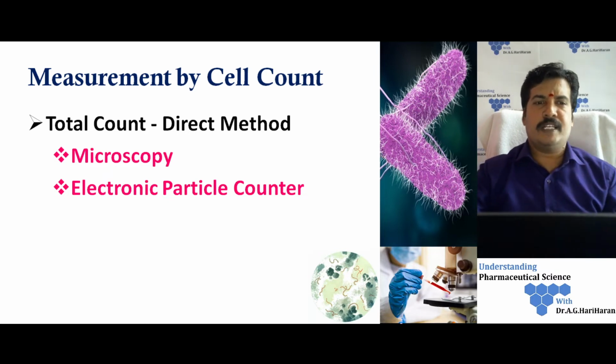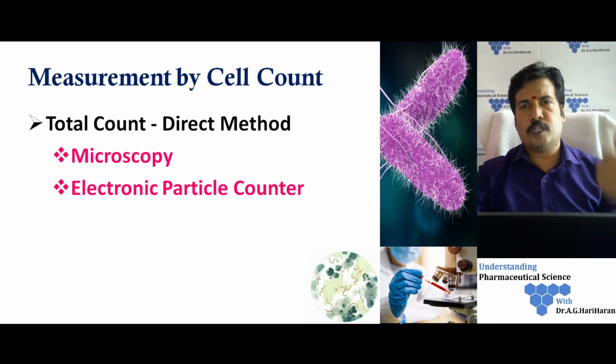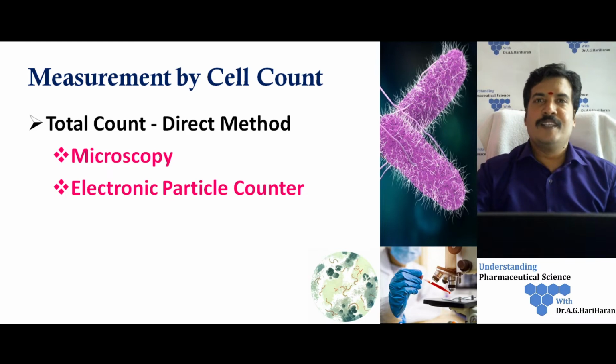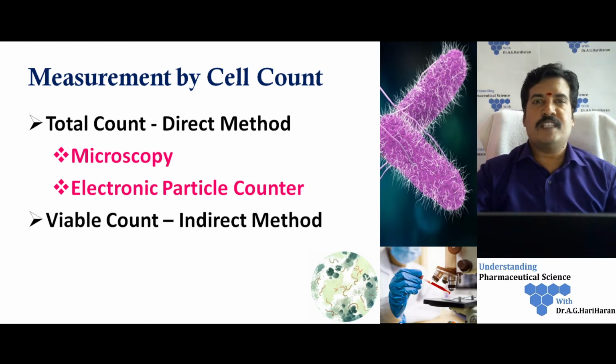Two techniques are generally available in the electronic particle counter. One is the Coulter counter and the second is the flow cytometer. We have a separate video on the flow cytometer in my lectures also. The second method of cell count is the viable count. It is an indirect method.